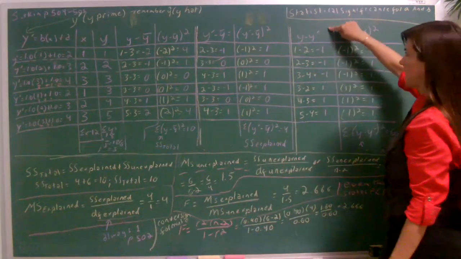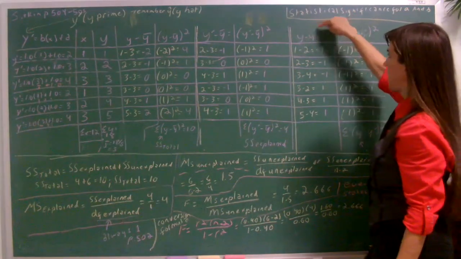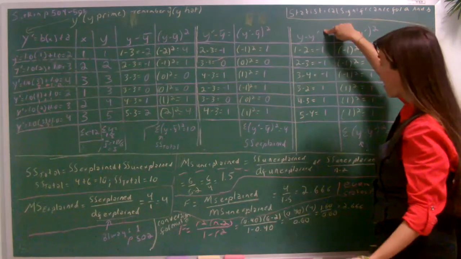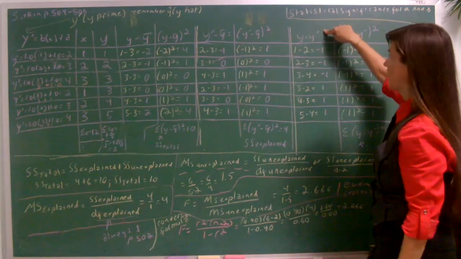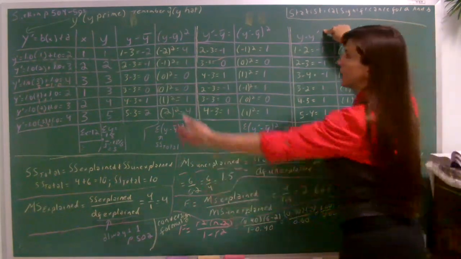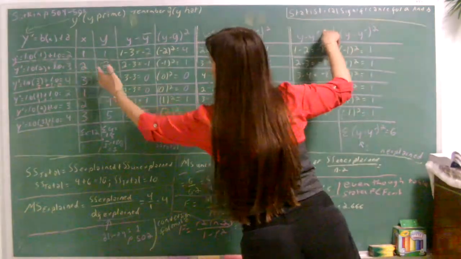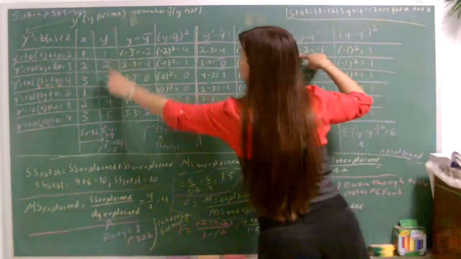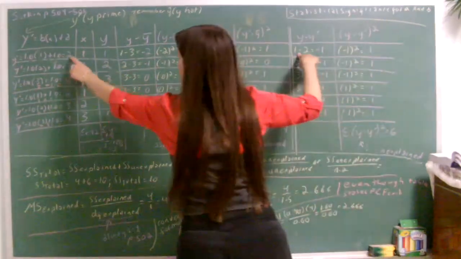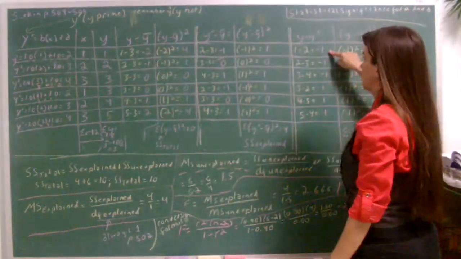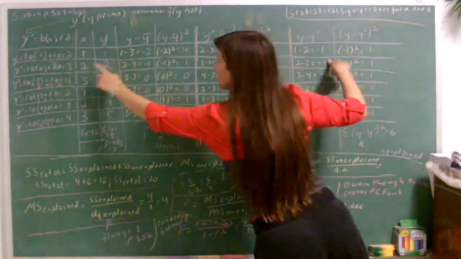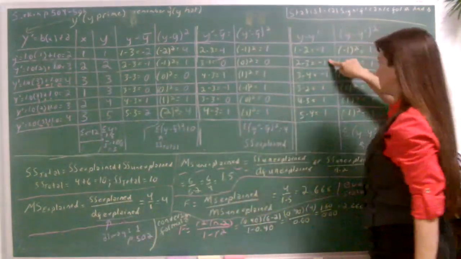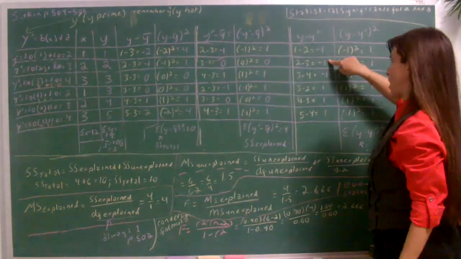So the next column we're working on is y minus y prime: the actual y, the score, minus the y prime, which is the expected value based on the x. So what we have here is y is 1 minus 2 equals negative 1. And the next one is 2 minus 3 equals negative 1 again.